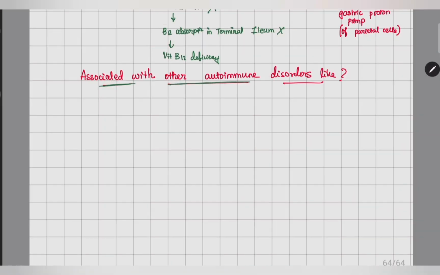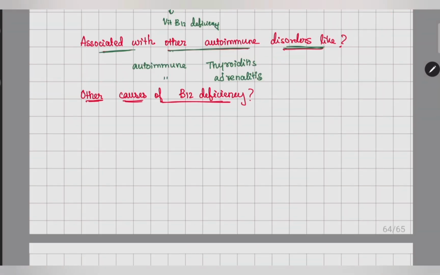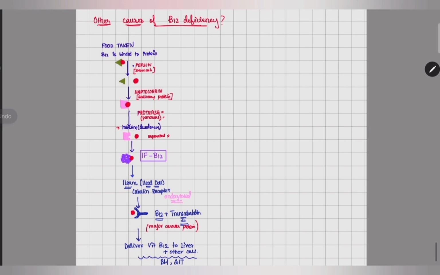As autoimmune diseases can also affect the other organs, therefore pernicious anemia is associated with other autoimmune disorders like autoimmune thyroiditis and autoimmune adrenalitis. Now, what are the other causes of B12 deficiency? If we look at the entire metabolism pathway of B12, we can see that various steps can go wrong.